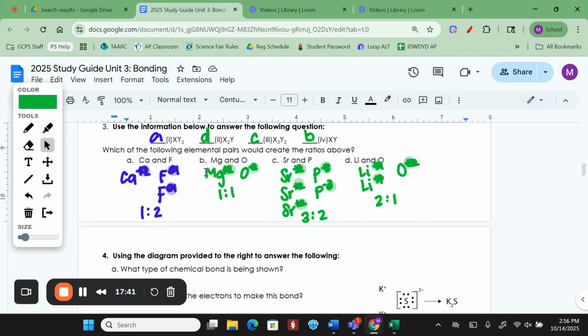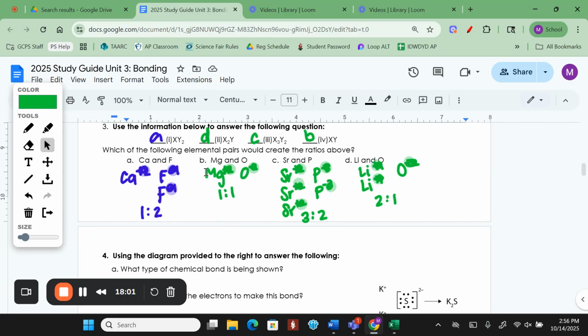Alrighty, so here are the answers for the remaining matches. So we have M, G, and O, plus 2 and minus 2. When you set those equal to each other, they have the same charge number, 2 positives, 2 negatives. That's a 1-to-1 ratio. That would best put B with template 4 up here.